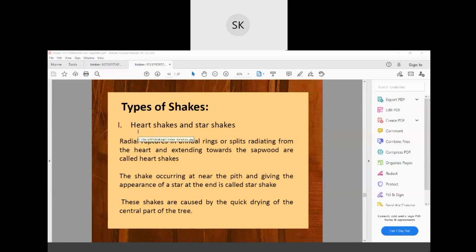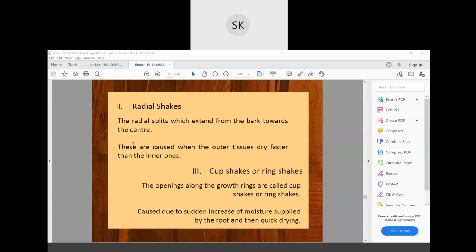The shake occurring near the pith and giving the appearance of a star at the end is called star shake. These shakes are caused by the quick drying of the central part of the tree.